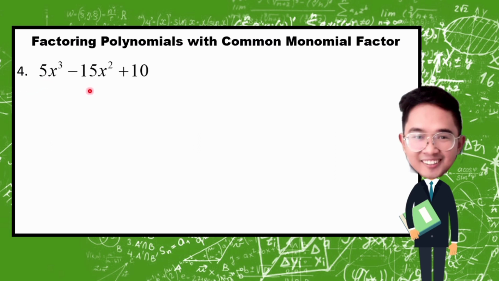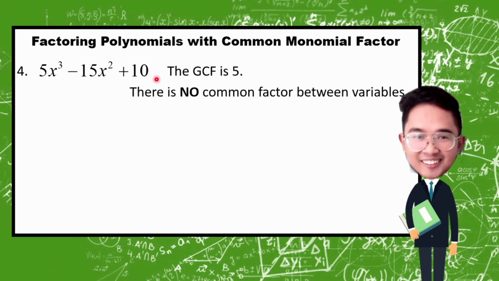5x cubed minus 15x squared plus 10. What is the GCF between 5, negative 15, and 10? The GCF is 5. How about the variables? We have here x cubed, x squared, and there is no variable beside 10. If that is the case, there is no common factor between variables. Therefore, the common monomial factor is 5.